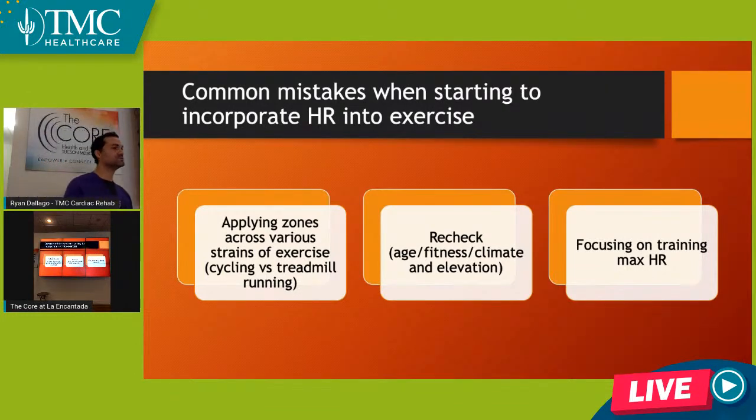Next, rechecking your max heart rate. Things are going to change your max heart rate. As you get older, our heart rates start to decrease. Other things like fitness, a higher level of fitness, will equate to a lower heart rate. So make sure you're constantly rechecking it. If in June you check and your max heart rate is 150, I would recommend 6 months later, do the same thing. Check that heart rate, see if it's changed.